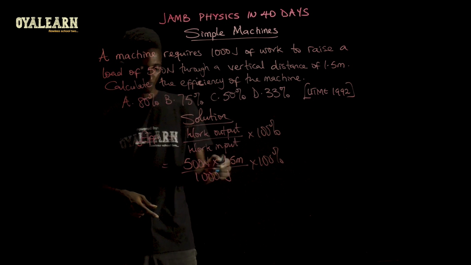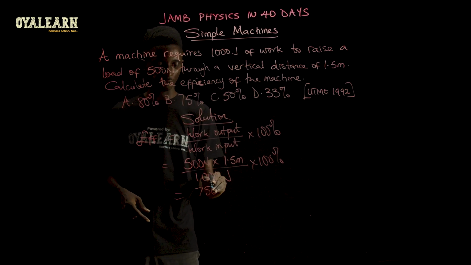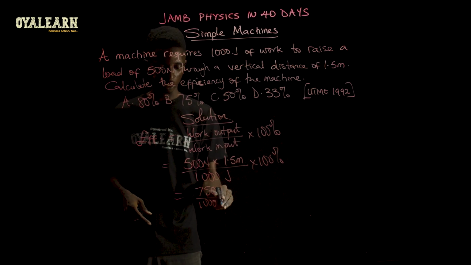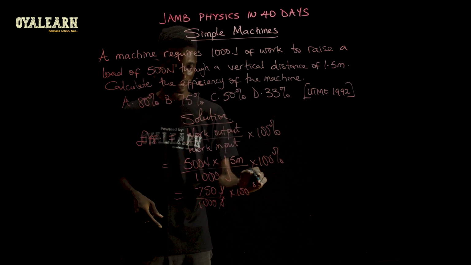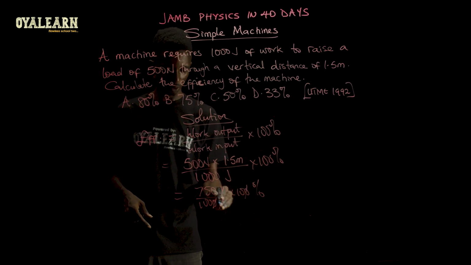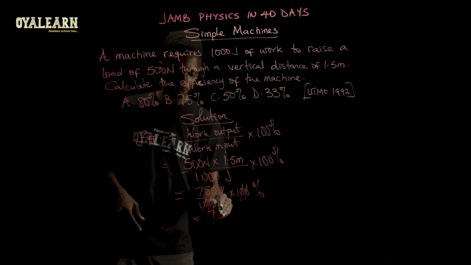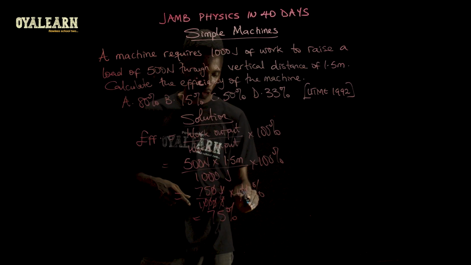So what do we have here? This would give us 750 joules over 1,000 joules. So joules cancel joules. All of these times 100%. So 0 cancels 0, 0 cancels 0, 0 cancels 0. So what we have is 75%. And that is in option B.